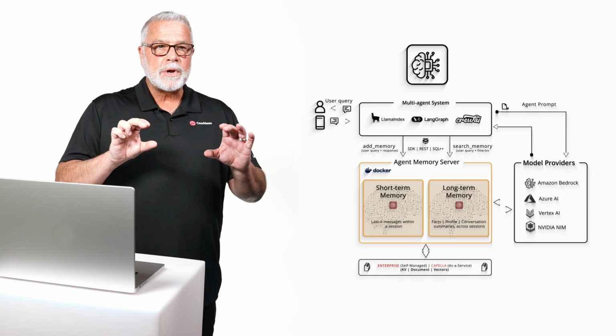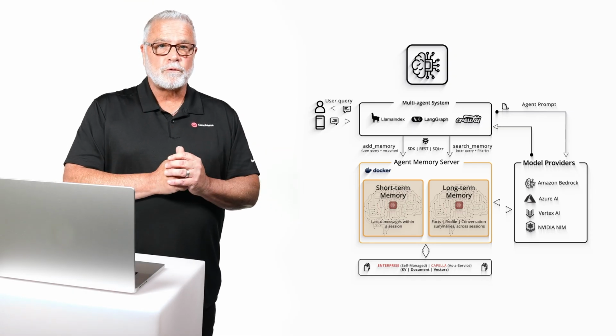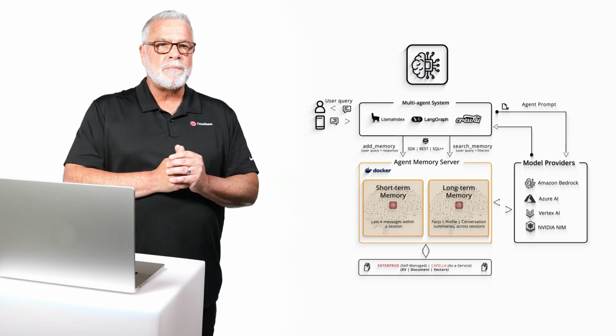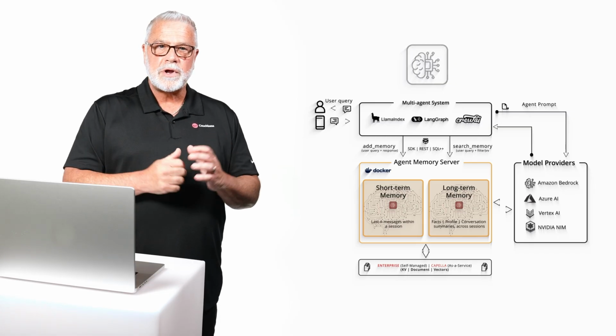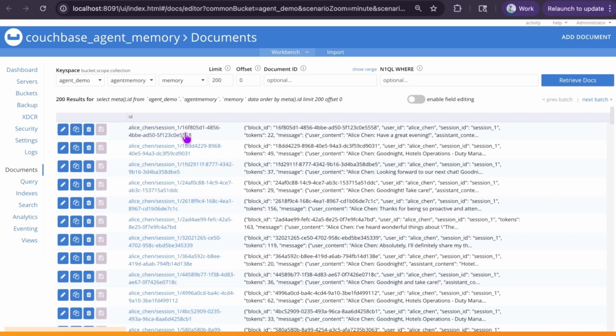It acts as a memory layer for the agentic workflows and threads and uses Couchbase to store both short-term and long-term memory for quick on-the-fly retrieval. Now let's take a look at a Couchbase-powered agentic application for a major hotel chain. We'll start in the agent memory server, where we see the actual memory blocks from the agentic sessions stored as JSON documents in Couchbase.